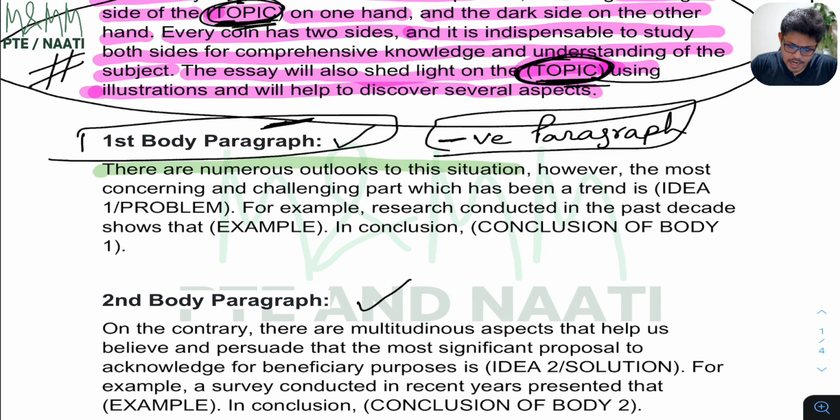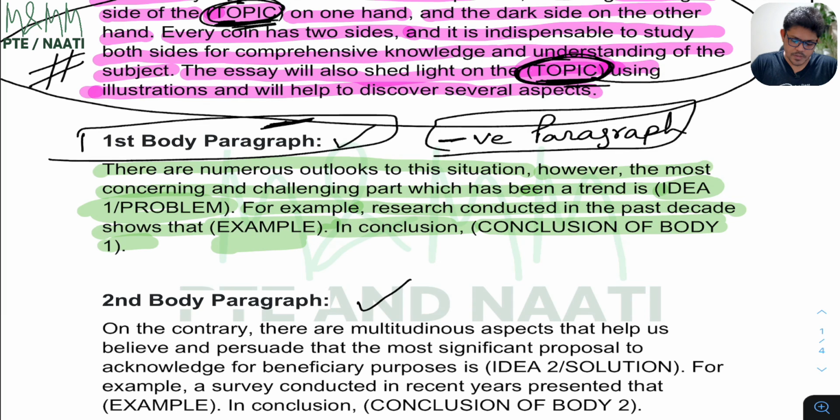There are numerous outlooks to this situation. However, the most concerning and challenging part, which has been a trend, is idea 1 or a problem. We'll discuss what that means. Then second line you say, for example, research conducted in the past decades shows that. We'll write some example here. And at the end, you'll conclude it by saying in conclusion, and you'll write down some conclusion for the body 1.